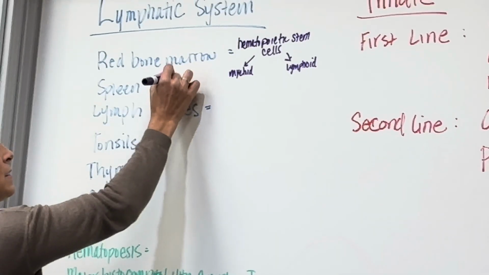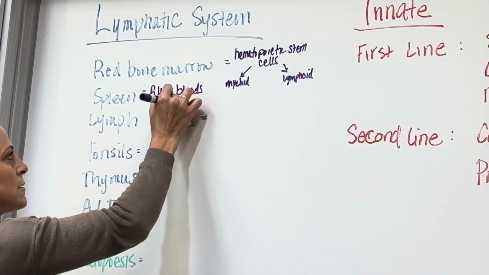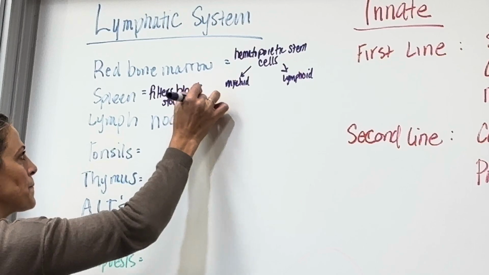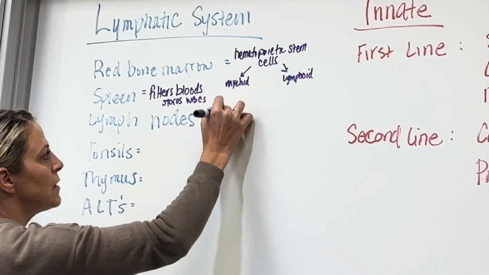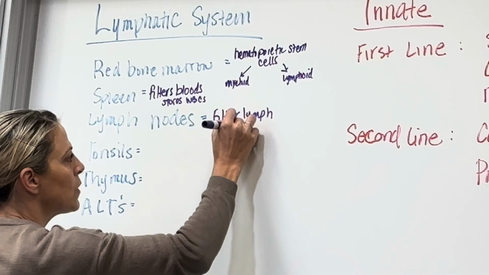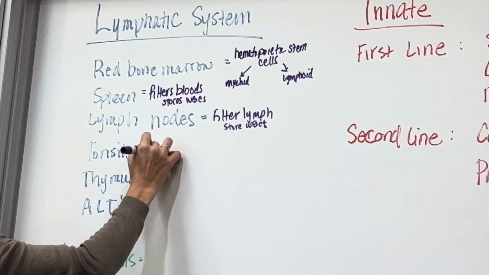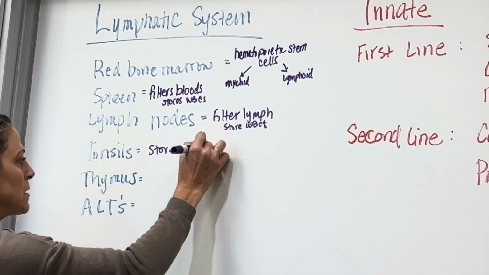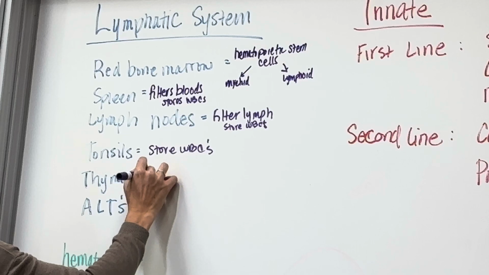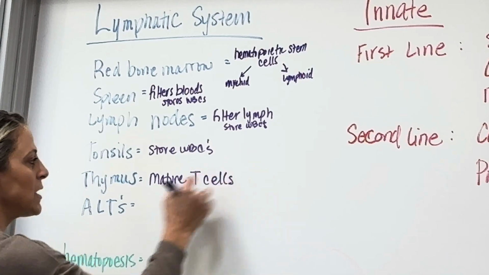The spleen filters the blood. Also, it stores white blood cells. Don't they all store? Lymph nodes filter the lymph, and they store white blood cells. The tonsils store white blood cells. The thymus, what does the thymus do? It matures the T cells. Mature T cells, which we'll talk about today.